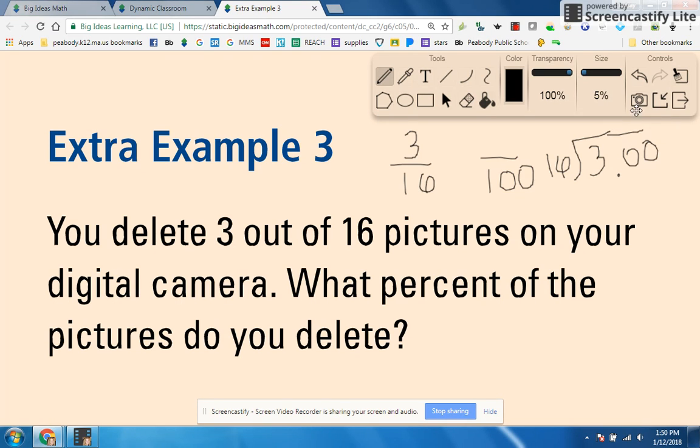When you're done with your division, you have to move your decimal point 2 spots to the right to make it a percent. I believe this is a repeating decimal. It's going to go on forever. So stop as soon as you have 2 numbers on the top. Okay? So you can pause and finish off that one.